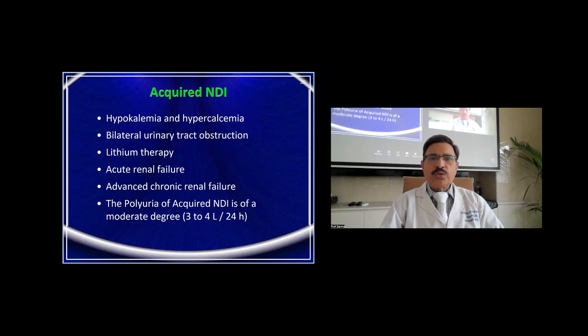Usually the polyuria is around 4 liters or 5 liters. That is the basic differentiation feature. And there may not be polydipsia also. Whereas in central insipidus, there is associated polydipsia, large volume of urine, and usually acquired is the cause. Here it is mostly congenital is the cause.